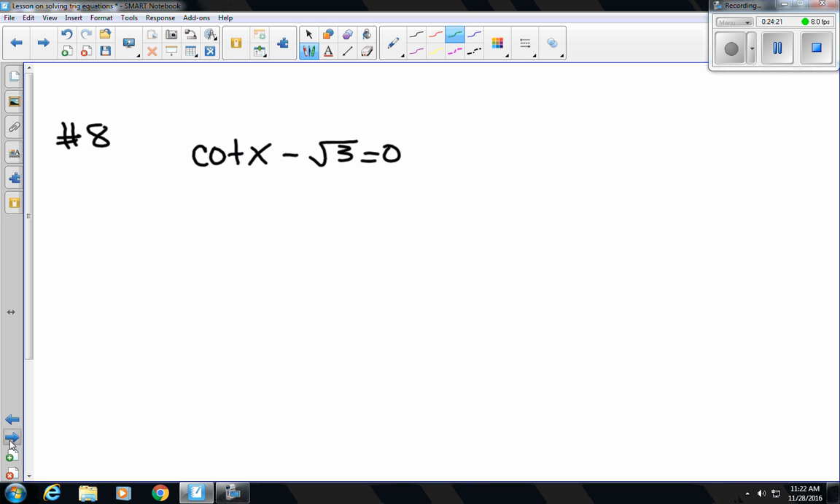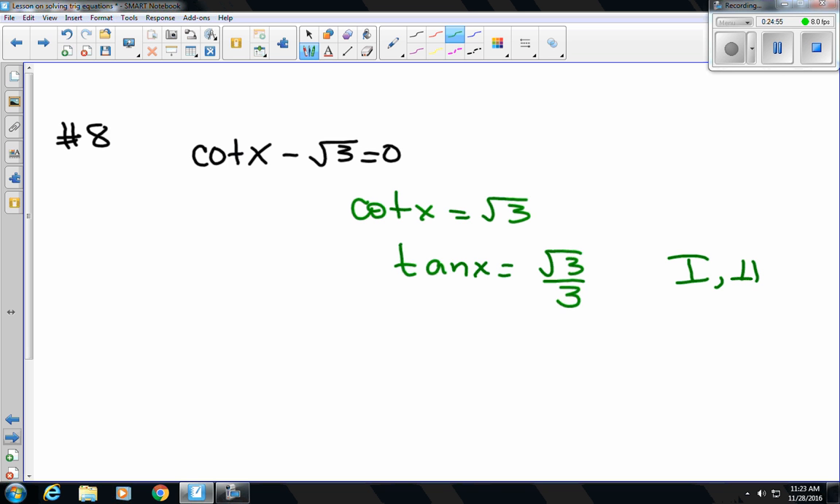What do you want to do? Add root 3. So cotangent of x equals root 3. So tangent of x would be, not negative, you don't change the sign, 1 over root 3, which is root 3 over 3. Okay, tangent is positive in what 2 quadrants? First and third. It's the same line, right? So it's got to stay in the first and then the third quadrant.